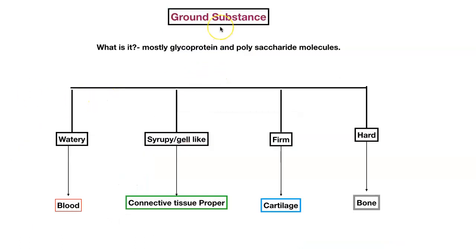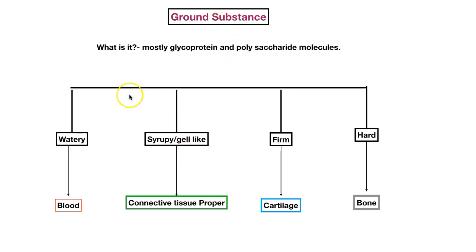So ground substance. We know the matrix has ground substance. That ground substance is made by the connective tissue cell that lives there. What is it? Well, mostly it's going to be some kind of glycoprotein and polysaccharide molecules, but there's going to be some modifiers in there. And this ground substance is going to be the way we are going to classify our connective tissue.